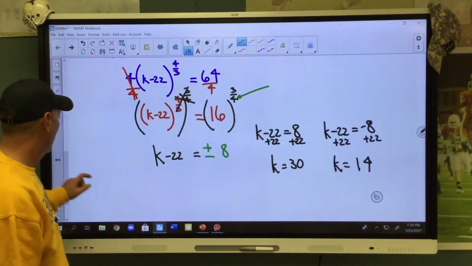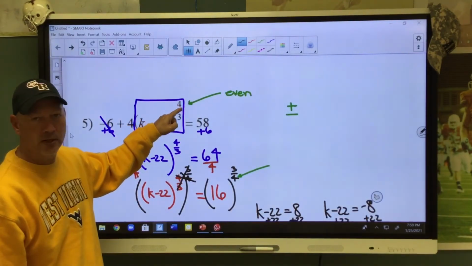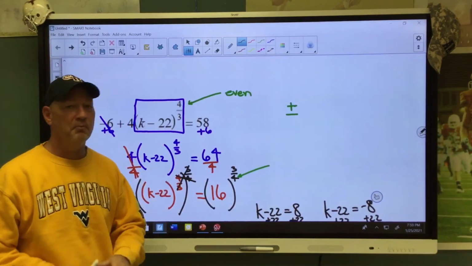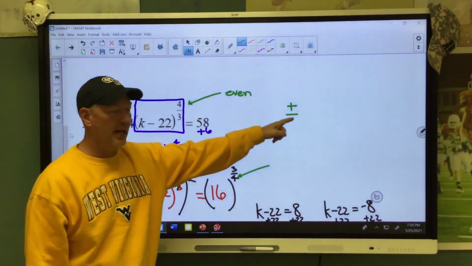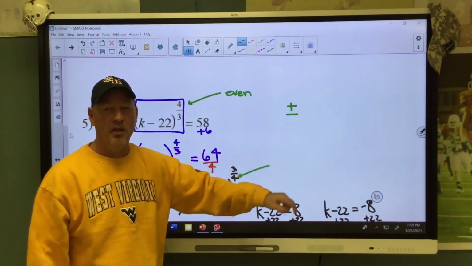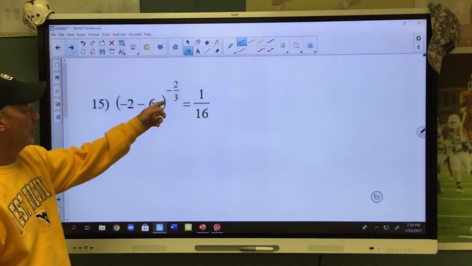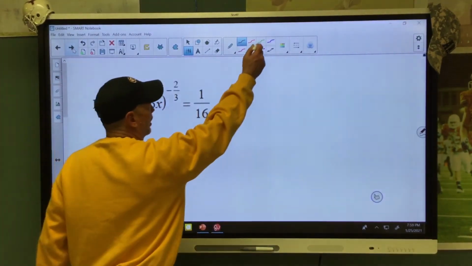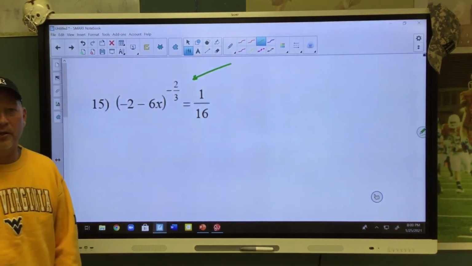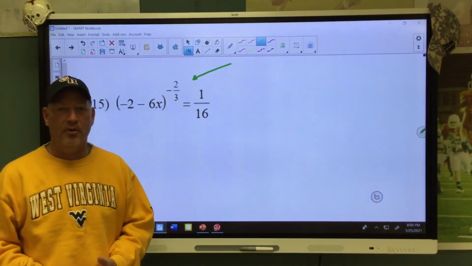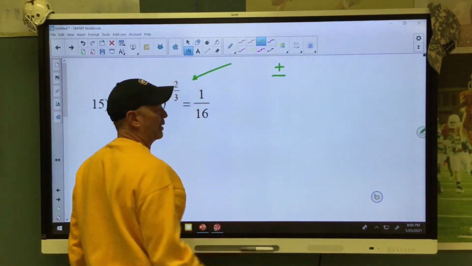Please remember, look and see what that starting numerator is. If it's odd, you don't worry. But if that starting numerator is even, we're going to have to use plus minus. Let's try one more problem. Look at this. That starting numerator, that's an even number. That means we're going to have to use plus minus.